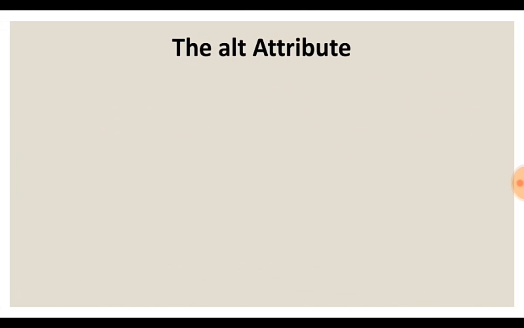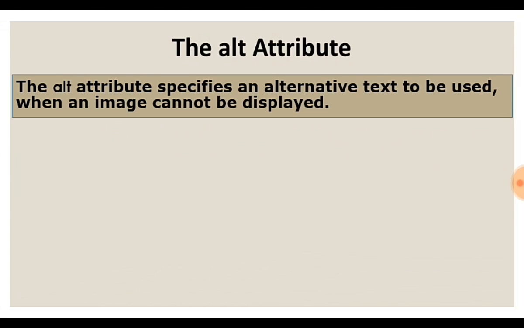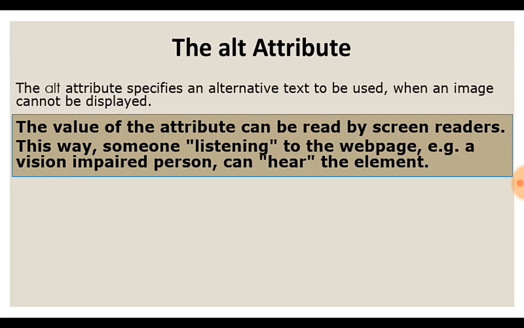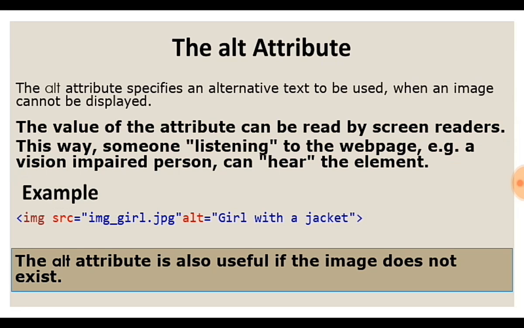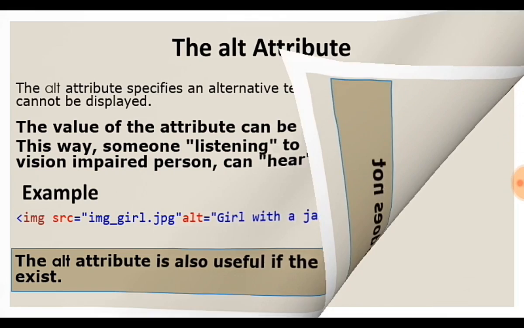The alt attribute. The alt attribute specifies an alternative text to be used when an image cannot be displayed. The value of the attribute can be read by screen readers. This way, someone listening to the web page, a vision impaired person, can hear the element. Example: The alt attribute is also useful if the image doesn't exist.